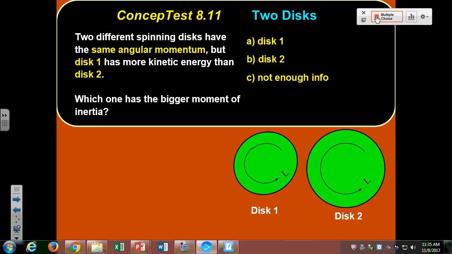Okay, 2 spinning disks have the same angular momentum, but disk 1 has more kinetic energy. Which one has the bigger moment of inertia? This question always gives me a headache. Which one is it? The product of I and omega are the same for both, but disk 1 has more kinetic energy.